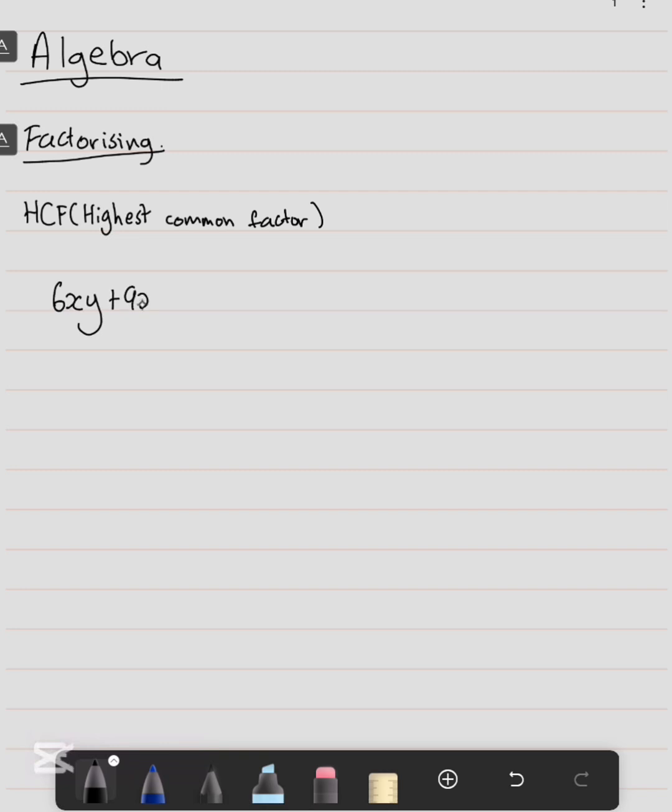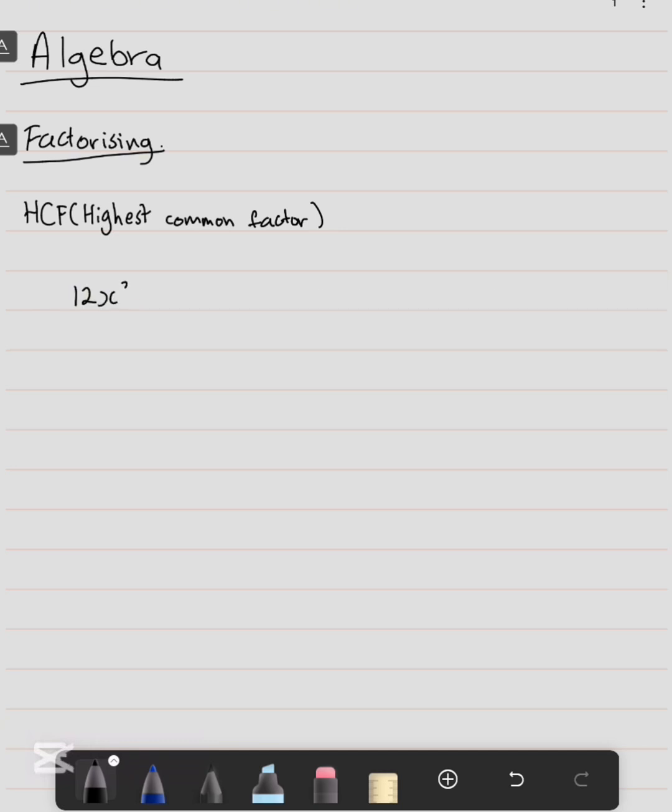Let's try an example. 6xy plus 9x. First, we have to find the number factors. Then what we have to do is find the variable factors like x or y. So we can see that 3 is going to be the common factor between these two, and the variable common factor is x. Then on the inside of the bracket, we write 2y plus 3, because if you expanded it out, it would give us 6xy plus 9x.